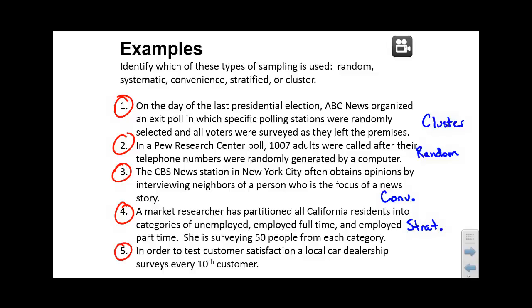Number 5, in order to test customer satisfaction, a local car dealership surveys every 10th customer. So in order to test customer satisfaction, they survey every 10th. Anytime you have every 10th, every 100th, 50th, anything like that, that's going to be systematic sampling.